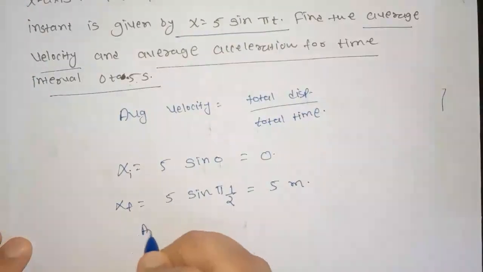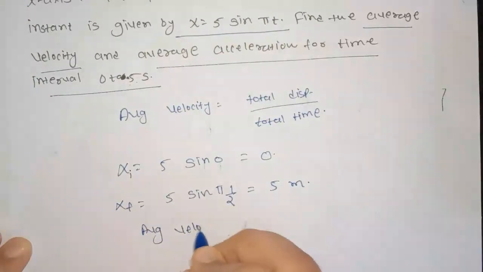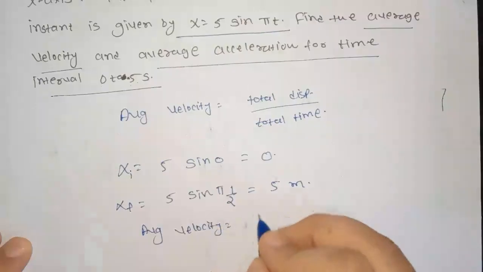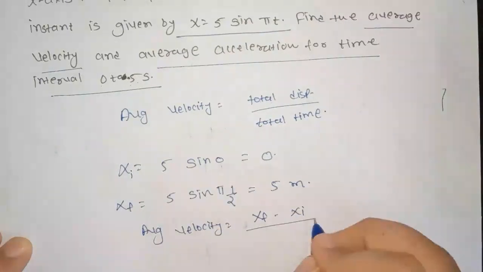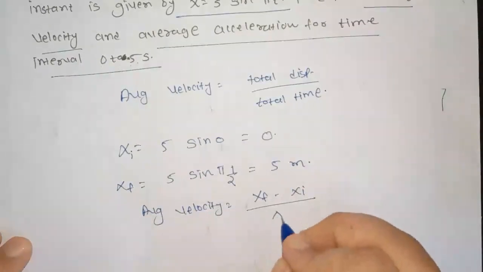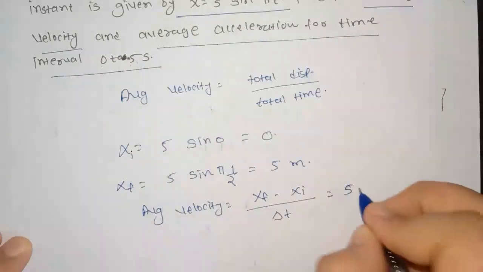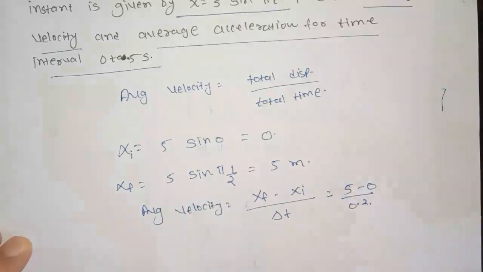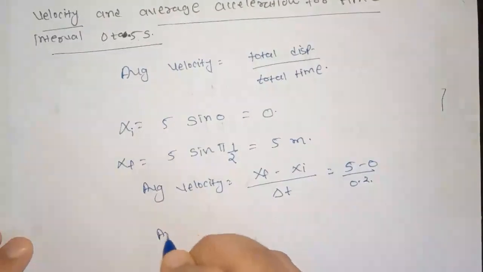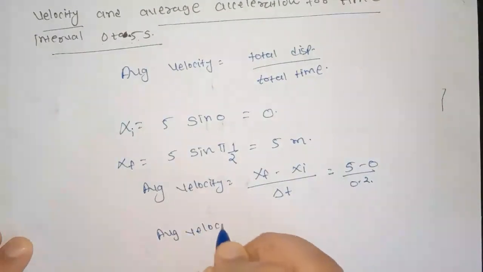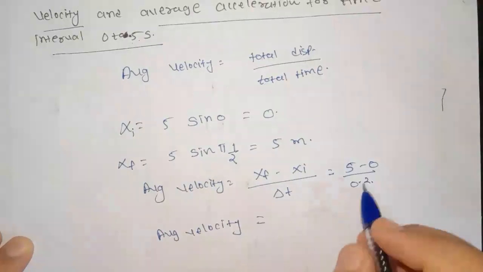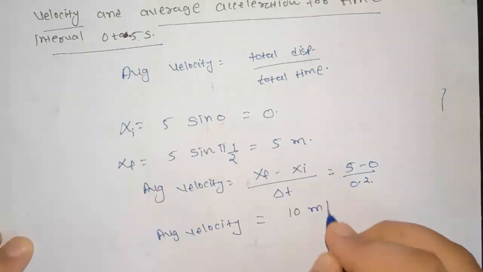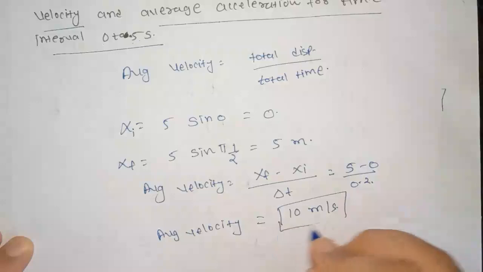The average velocity is final position minus initial position upon total time. So 5 minus 0 upon total time, which is 0.5. So the average velocity of particle executing SHM will be 10 meter per second.